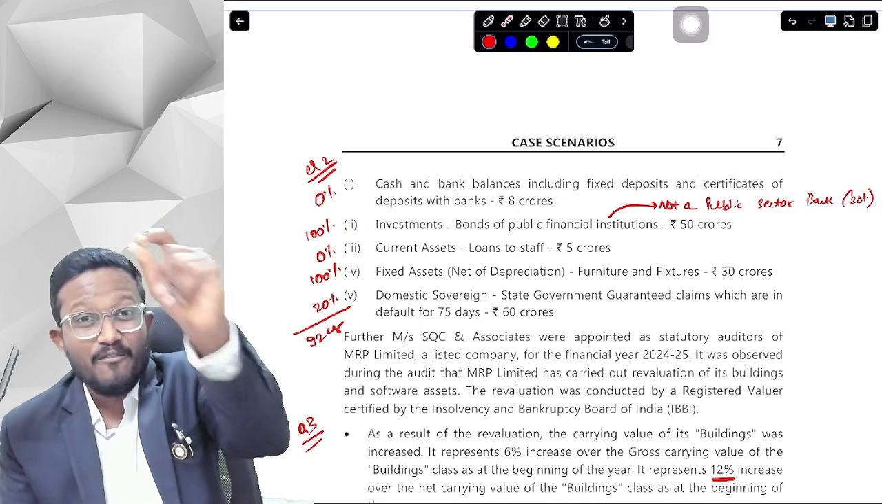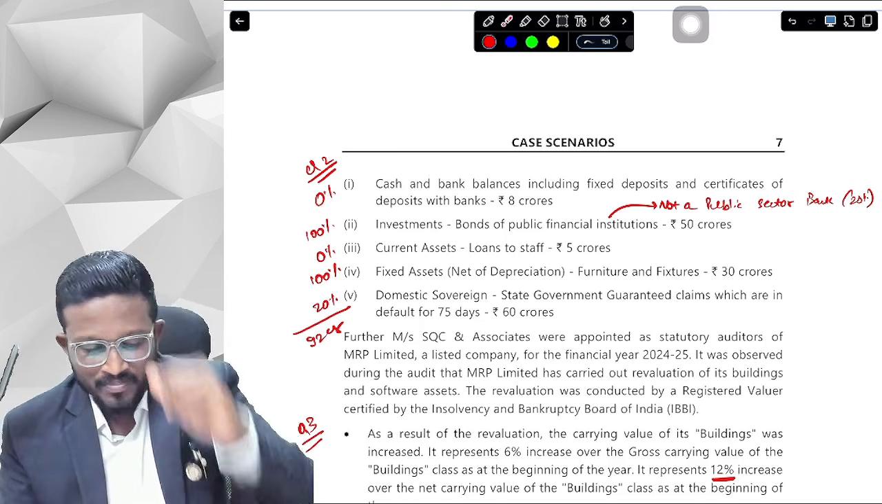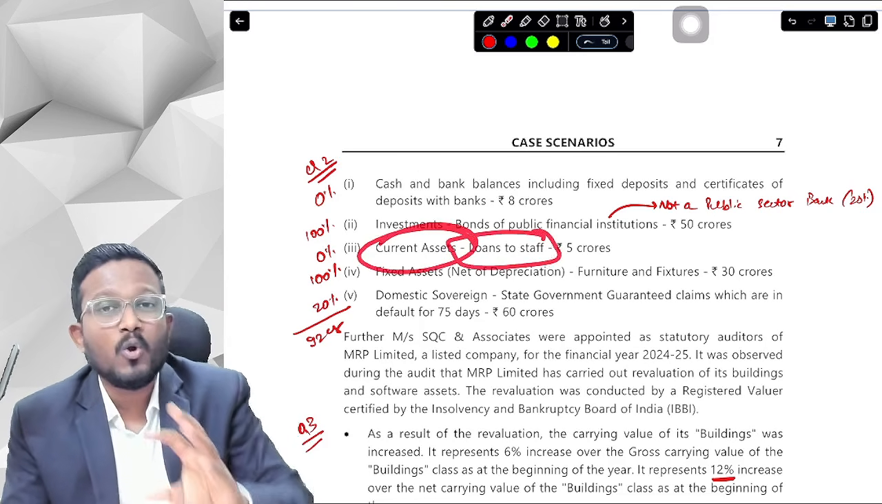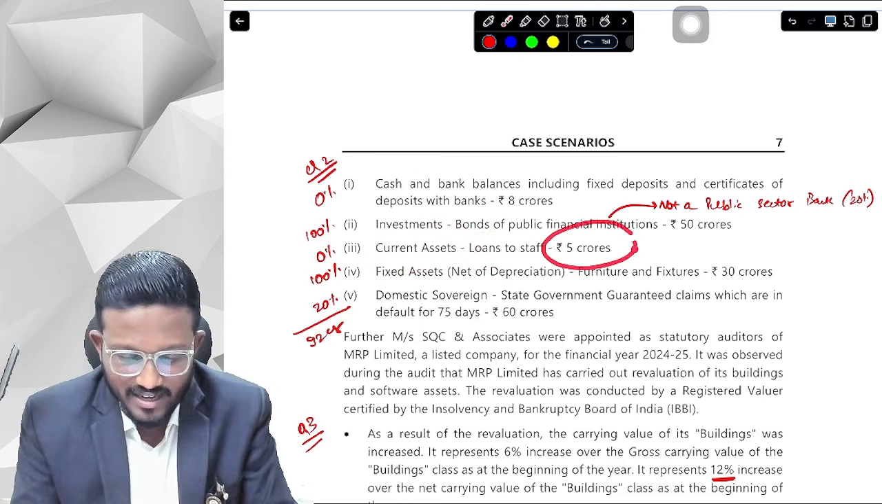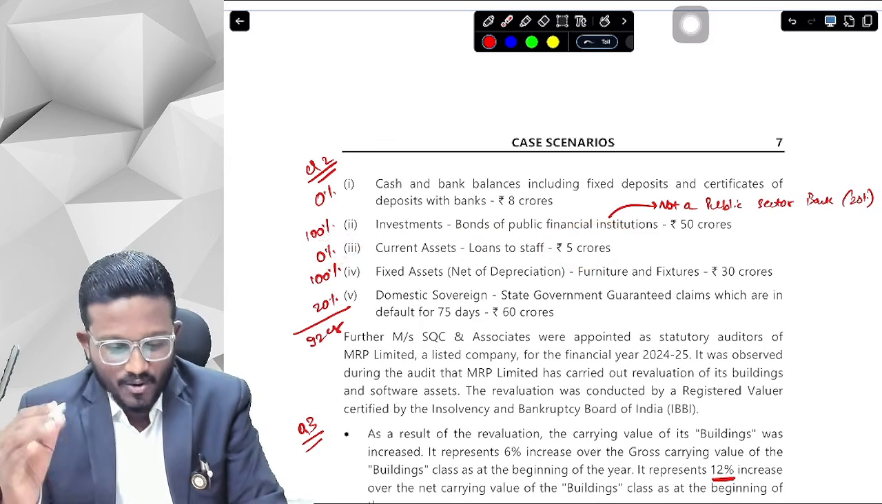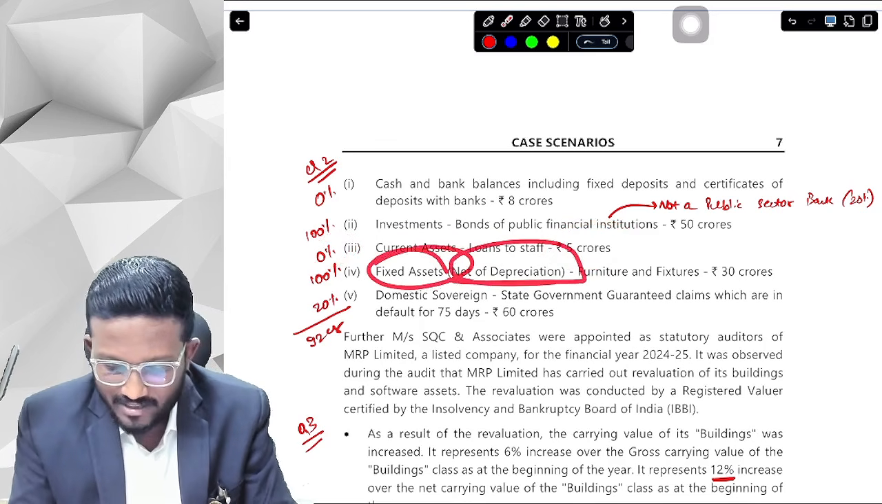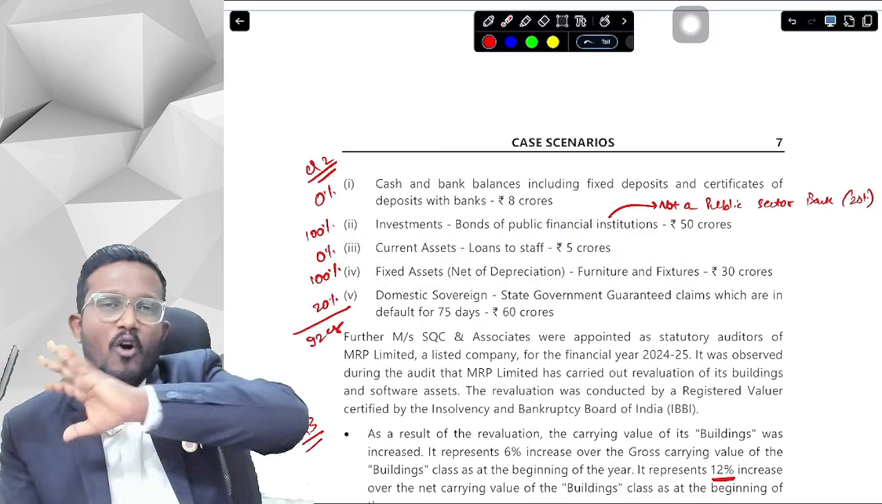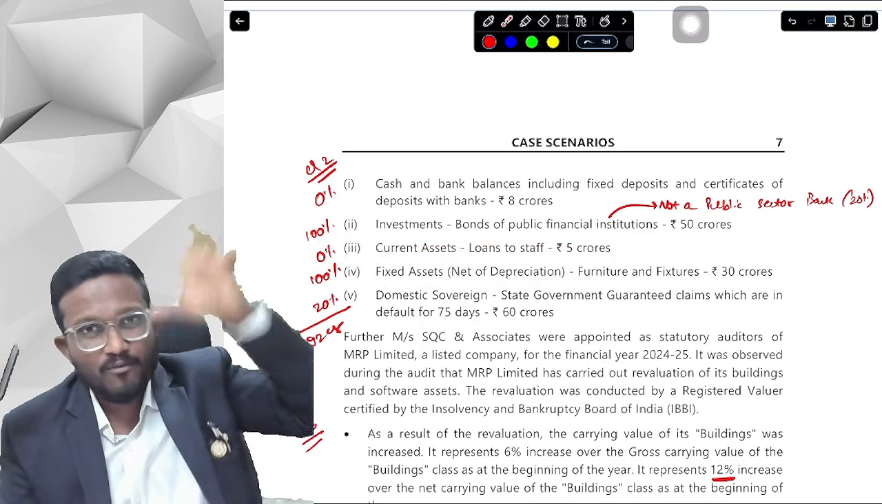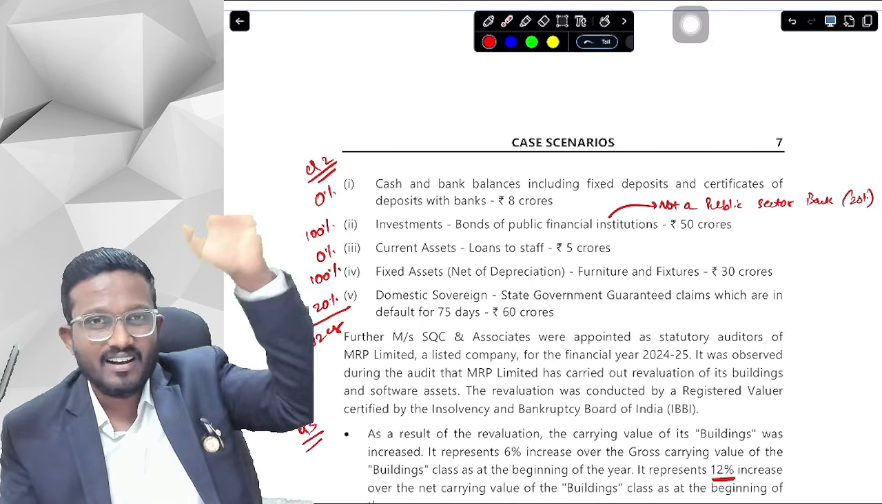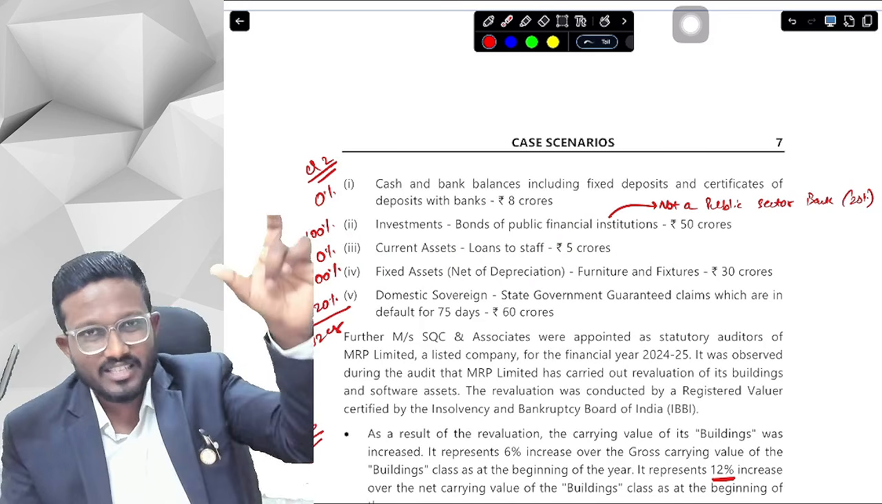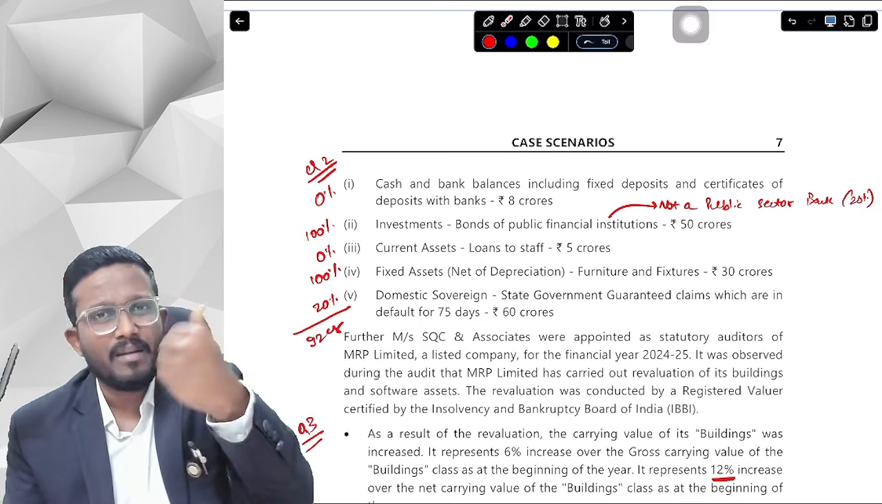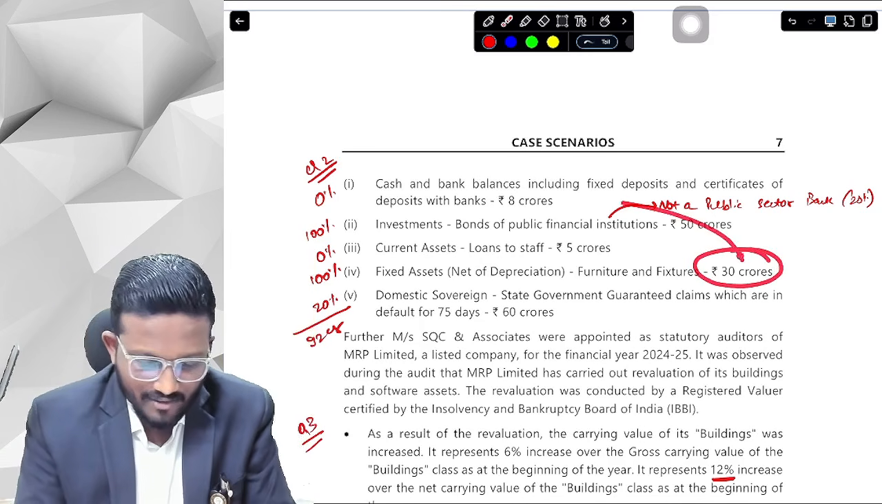Okay, yes sir, every keyword is important, I already told you. Next is current assets, that is loans we have given to the staff, which is already 0% because these are our staff only. Next is fixed assets net of depreciation, that is furniture and fixtures. Rest of all the assets that have not been covered in the table of risk weights that we have already studied will attract a rate of 100%. So here directly we will take 100%.